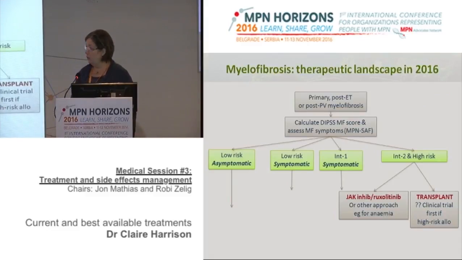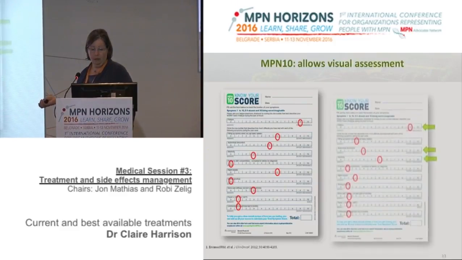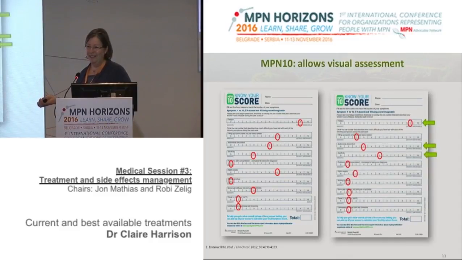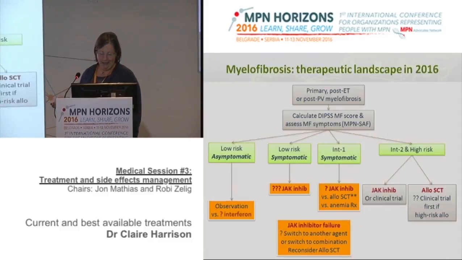For myelofibrosis, you're well aware of this picture. I told you it gets used a lot. Jack, the decision about transplantation is a really big one, and you've got the world expert coming to speak to you after me. There's a question about intermediate 1 risk symptomatic patients and their access to ruxolitinib. It's not widely available in that context, certainly not in the UK. NICE has only approved it for intermediate 2 and high risk. Symptom scoring, this was my slide originally, I think.